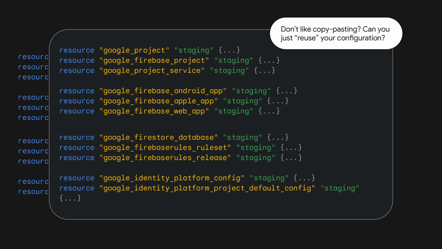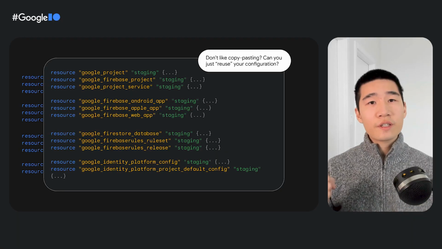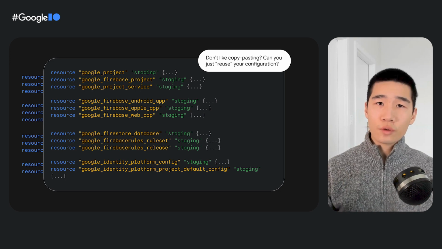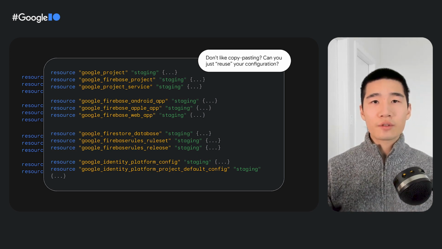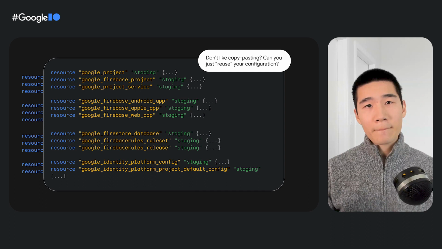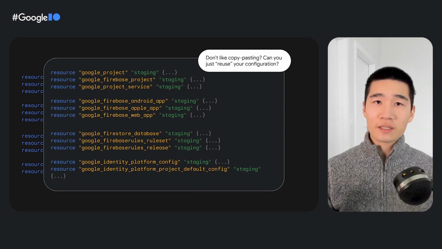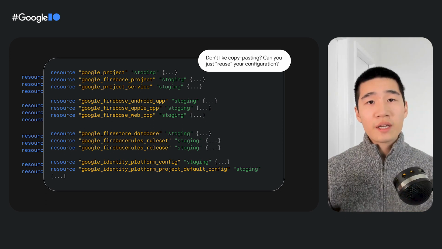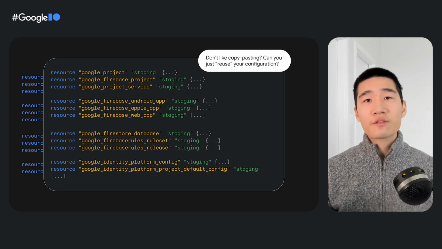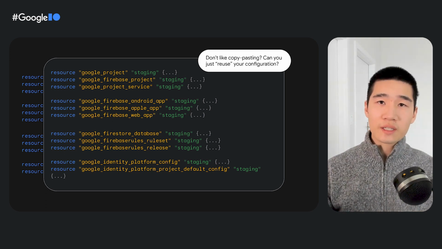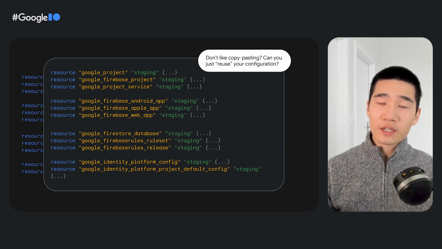Can you just reuse your configuration without copying? Yes, there are features in the Terraform language similar to for loops that allow this level of reuse without making a copy. This way, your staging project can stay in sync with the prod project. On the other hand, though, making a copy of the configuration gives you the flexibility to make the staging project slightly different from the prod project.